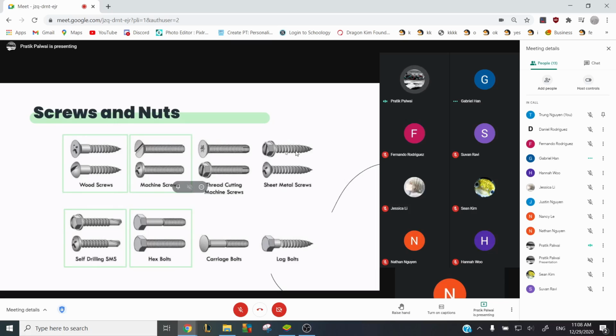Sheet metal screws are used to hold sheet metal parts together. Don't use wood screws for this since the thread is not the right type. Self-drilling SMS screws drill their own holes and tap their own threads. Hex bolts have a heavy hexagon extrusion on the top. They're pretty common in FRC. Carriage bolts are tightened by tightening the nut. They're not that common, and lag bolts are used for fastening metal to wood. Again, they're not that common.